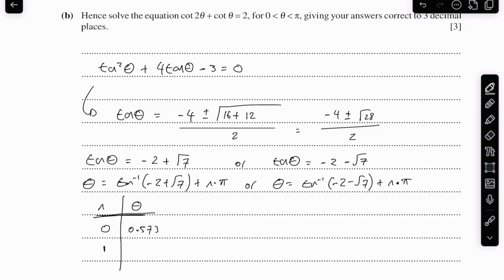0.573. Radians we're working in. If we do 1, we get 3.71 radians, which is obviously outside our range here. If we do minus 1, that's going to give us negative 2.368. So that's also going to be out of it. So 0.573 is the only one that's within the bounds, so n equals 0.